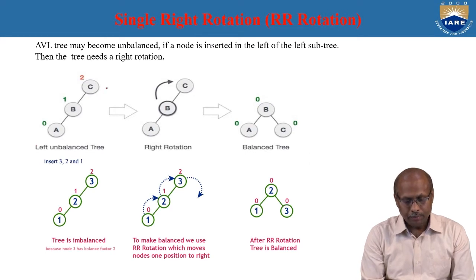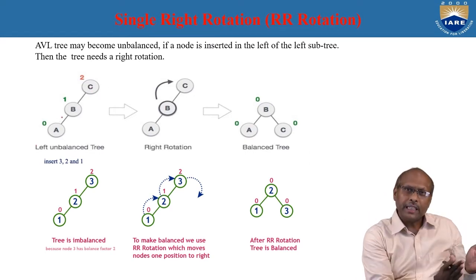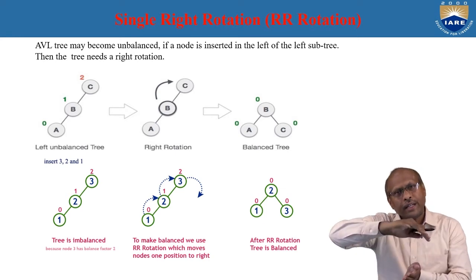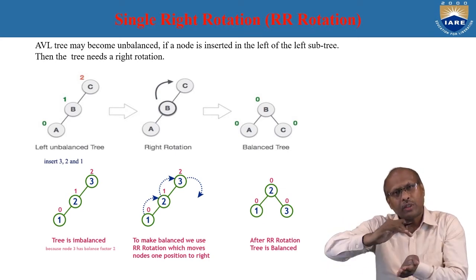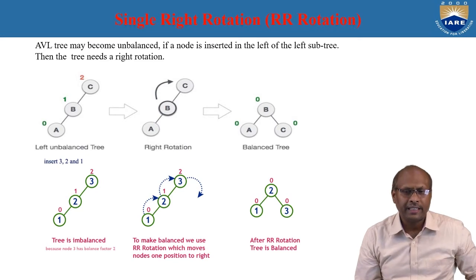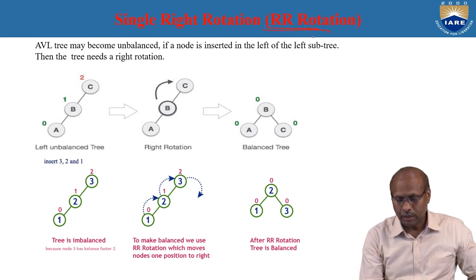If you think about this tree, now think about C, B, A. Now it is completely dominating towards left side. So it requires rotating towards right. If you rotate towards right, then this becomes a balanced tree. So this type of rotation is called what? RR rotation.